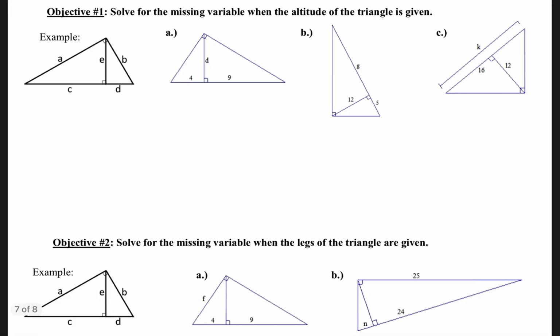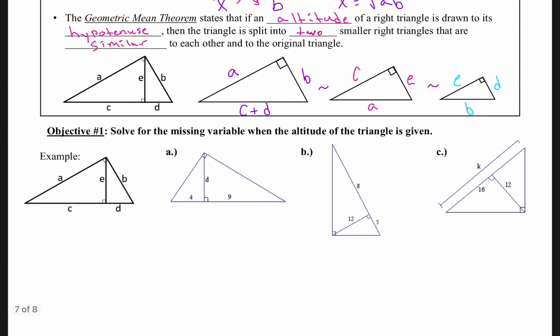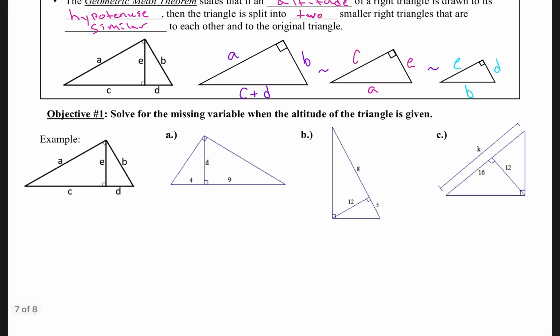What I noticed, though, is that there are certain patterns that we're going to use. So the first one is anytime we're solving when the altitude is given. So notice that here, the altitude is the variable we're looking for, but it's still something that was given to us.